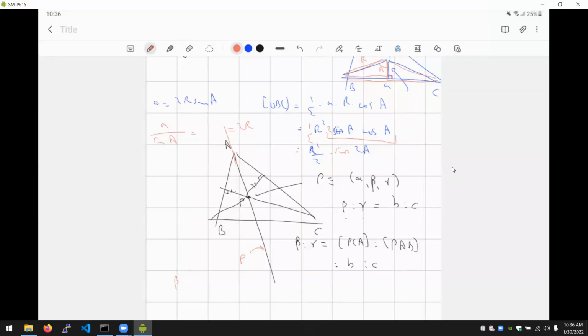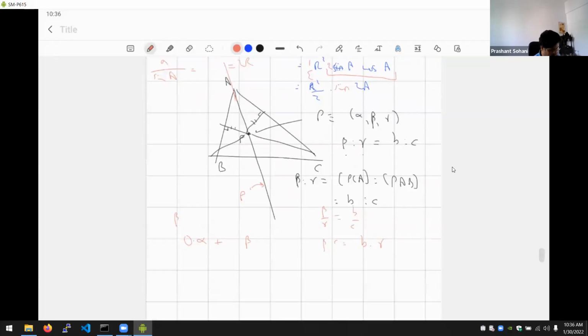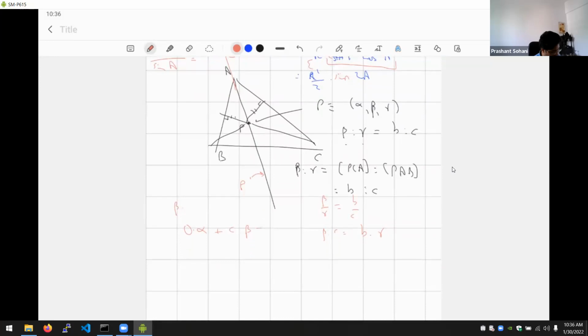Sir, beta is gamma into constant. Sorry, can you repeat that? Sir, beta is gamma into constant. Yeah, constant, but that constant is b upon c, right? I'm trying to write it in the normalized form, like alpha times something plus beta times something. So alpha has the coefficient 0, so 0 times alpha plus, what should I multiply beta with? Beta upon gamma is b upon c. So beta into c equal to b into gamma. So I could write the equation like this: 0 alpha plus c times beta minus b times gamma equal to 0.